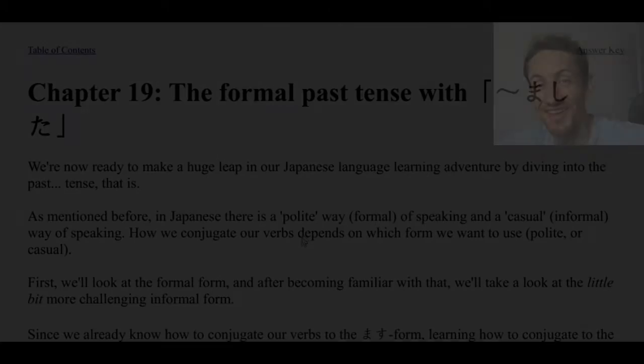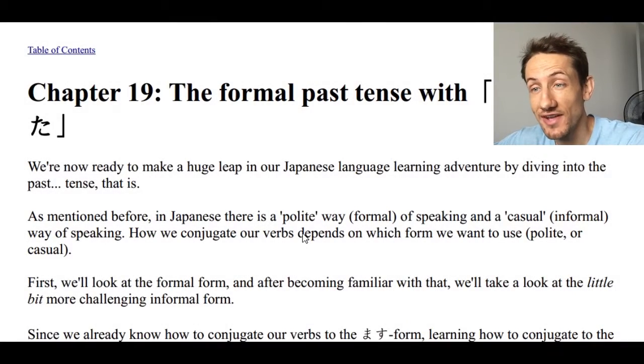And without further ado, 始まりましょうか。よろしくお願いします。Alright everyone, here we are, chapter 19, the formal past tense with shimashita.